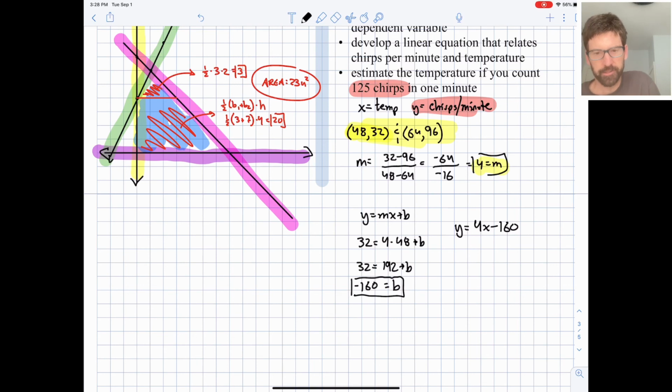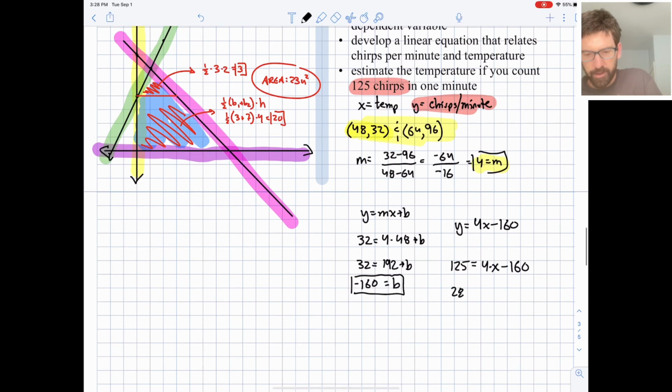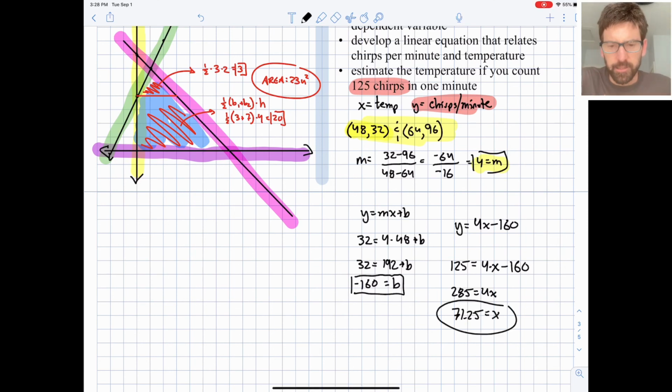So let's do this correctly. So 125 equals 4 times our unknown temperature minus 160. Okay, so let's add 160 to both sides. So 285 equals 4x, and we could divide both sides by 4. So 71.25 equals x. And let's think about, does that make sense?